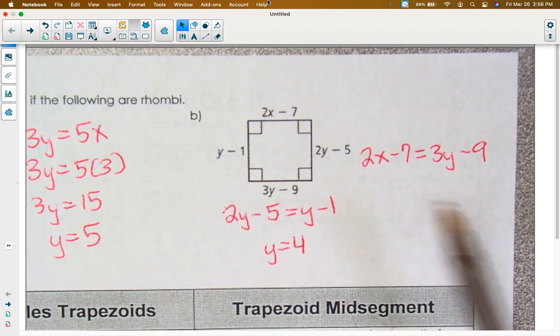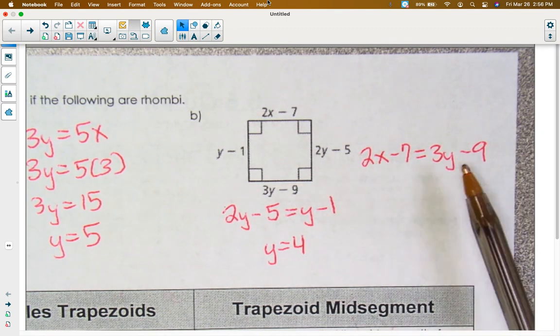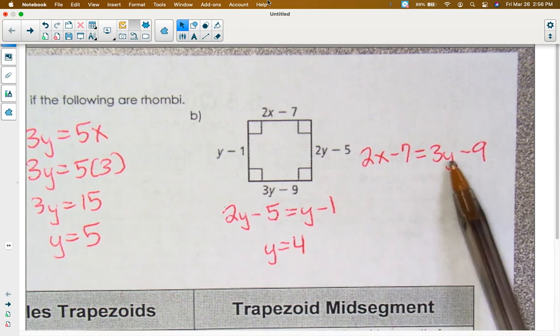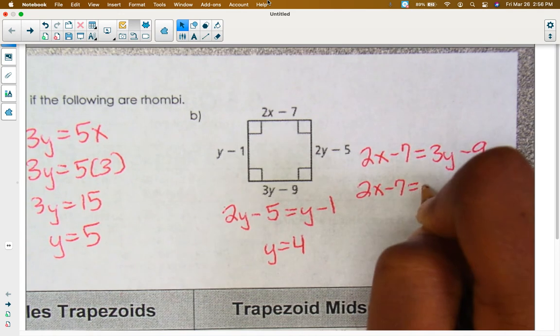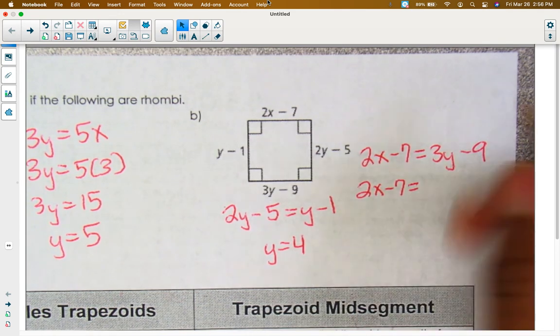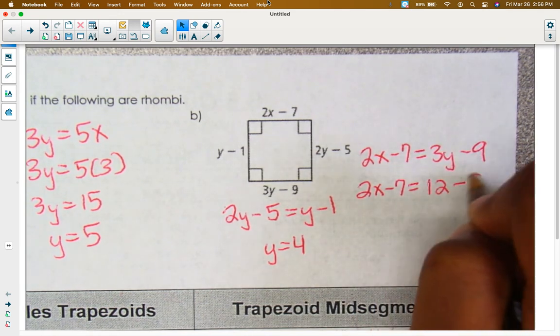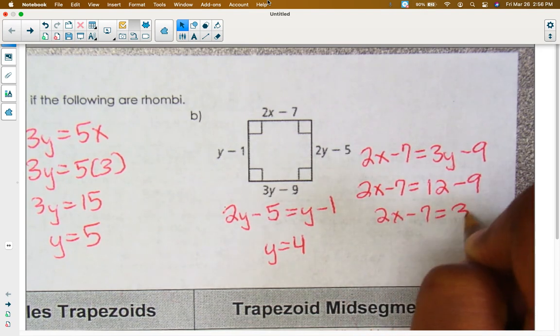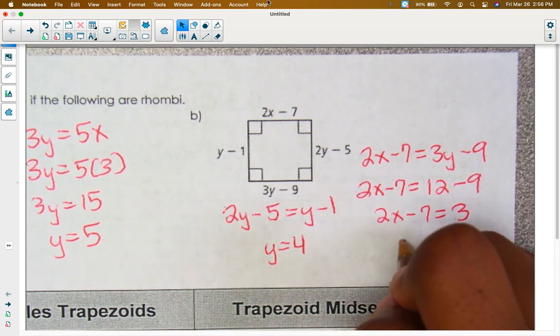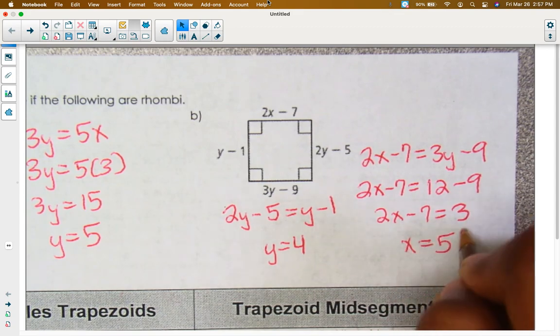Since I have two different variables here, an x and a y, we want to make our substitution that we just found in the previous problem. So 2x minus 7 is equal to 4 times 3, which is 12. So that's going to give me 12 minus 9. 2x minus 7 is equal to 3. Add 7, you get 10, and divide, you get 5.